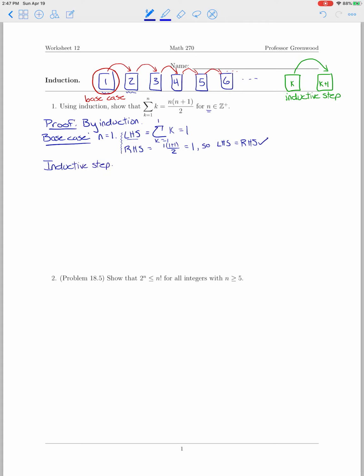And so for the inductive step, what we're going to do is assume the statement is true for n. And so that would be the statement exactly as written. All right, and so this assumption right here has a name. It's called the inductive hypothesis.